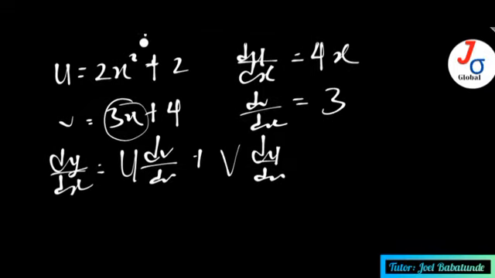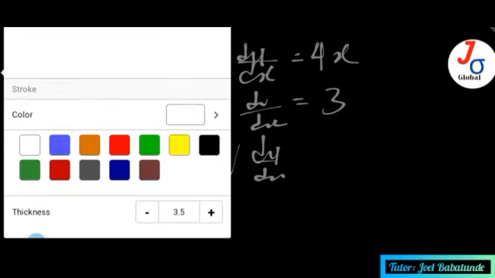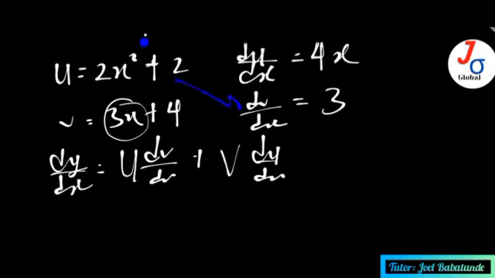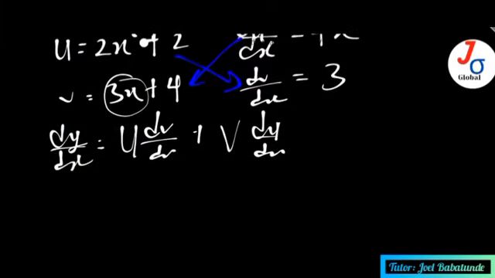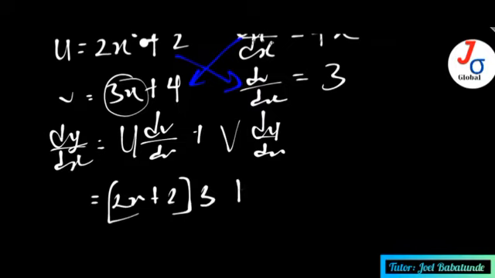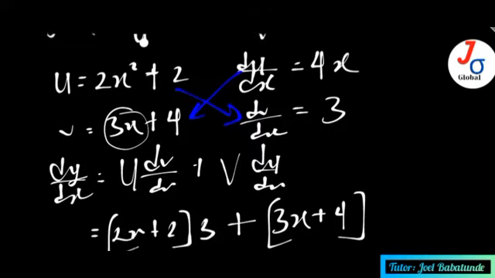So basically what that means is that if I'm using this method, I can just say this multiplied by this and this multiplied by this. Then we have u, what's our u? That's 2x squared plus 2. Then what's my dv/dx? My dv/dx is 3, that's multiplied by 3. Then plus my v. What's my v? 3x plus 4. Then what's my du/dx? My du/dx is actually 4x.